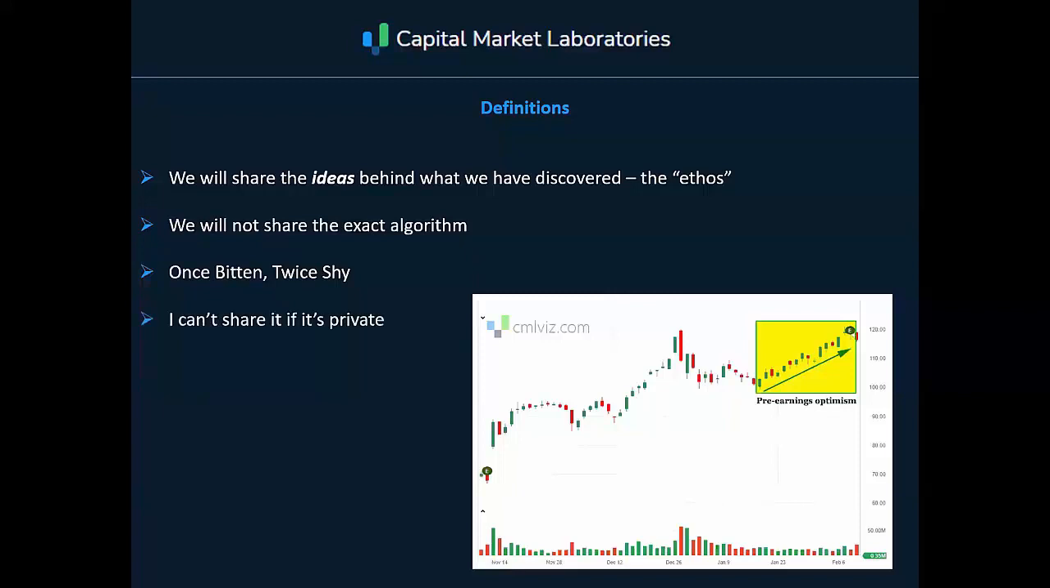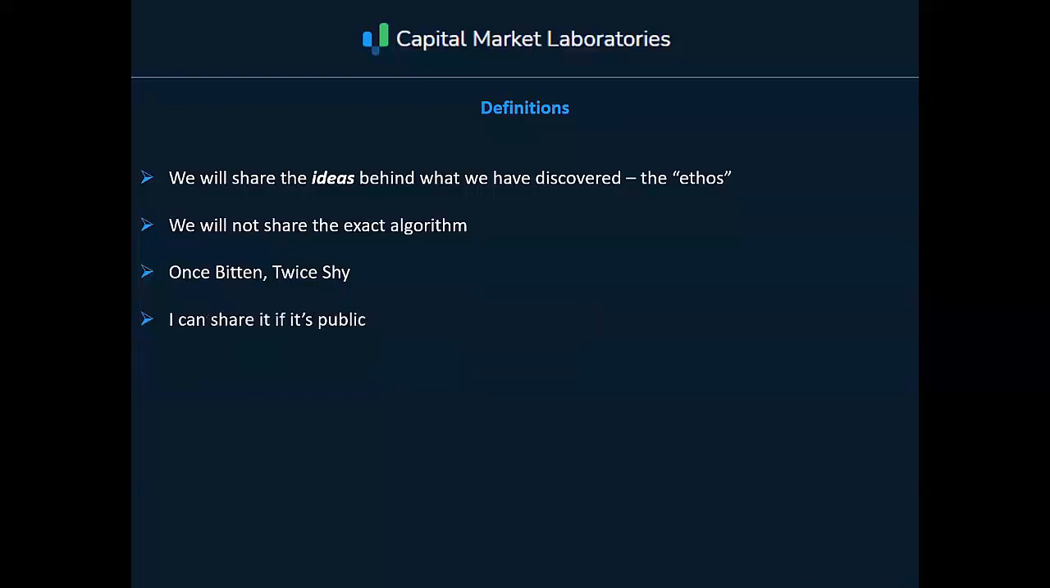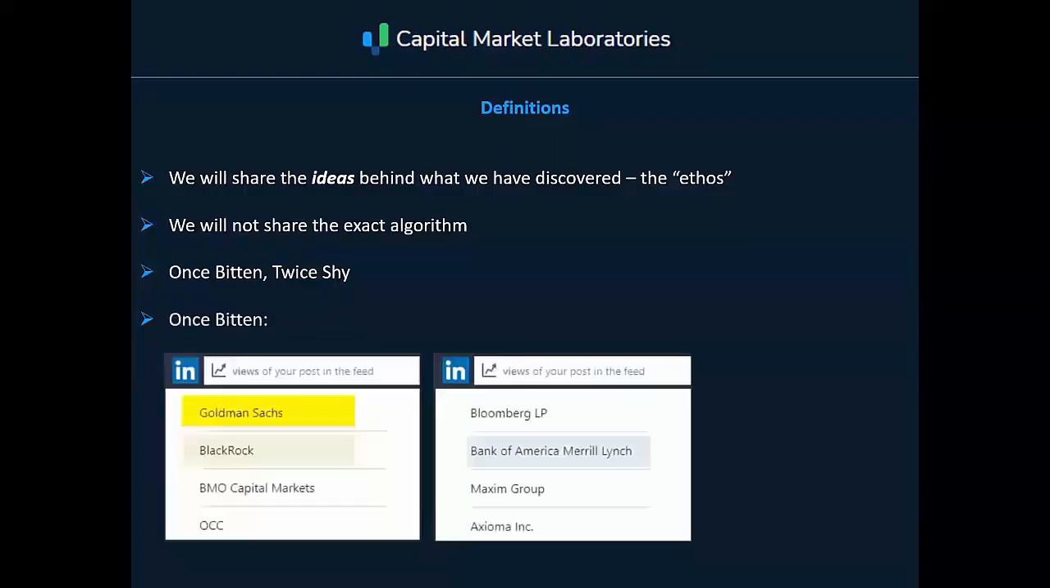Now, unfortunately, I cannot share it to you if it was privately sent to clients. But what I can share with you is what they did in public. So when I published the research on LinkedIn, some of the people at the firms weren't paying attention, they weren't logged in. And who were those firms? Goldman Sachs, BlackRock, BMO, Merrill Lynch, and Bloomberg. You can go onto my LinkedIn and you can see it. I'm not sharing anything that I can't share. Okay, so once bitten, twice shy.